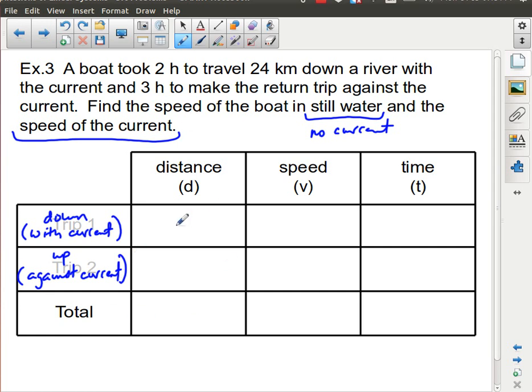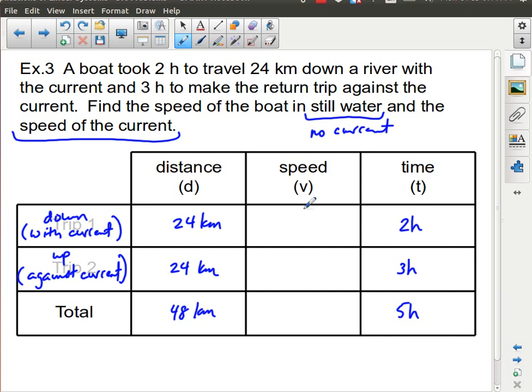And we went 24 kilometers down the river and 24 kilometers up the river, and that would make for a total of 48 kilometers. And as you can see, this vertical column, which we've used to make an equation in the past, it's meaningless. Of course, 24 plus 24 is equal to 48. That doesn't tell us anything. Okay, we were told we traveled 2 hours down the river, 3 hours up the river, and that adds up to 5 hours. It doesn't tell us anything.